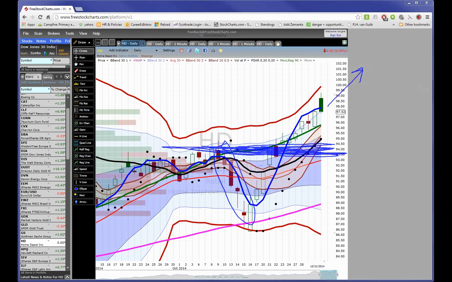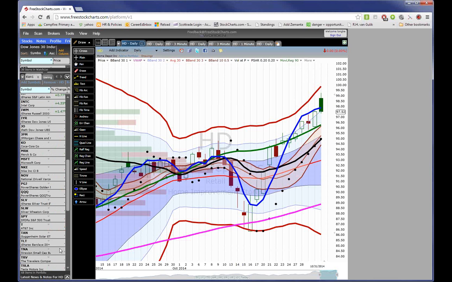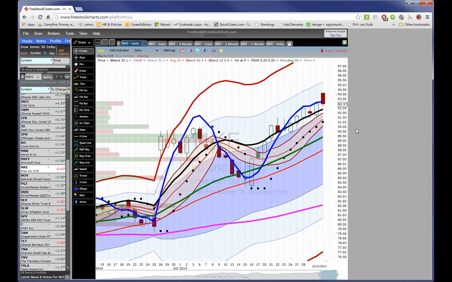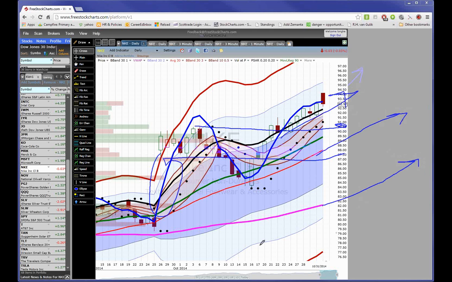Let's take a look at its running buddy, Nike. Same basic thing. The gap up from earnings seems to be holding. It's well above the previous support level. Off it goes. River's pointing up, pulling away from the long-term fair value, which is rolling up. The 90 is up. The 30 is up. The 10 is up. You can continue to reinforce that intraday with turbo positions.